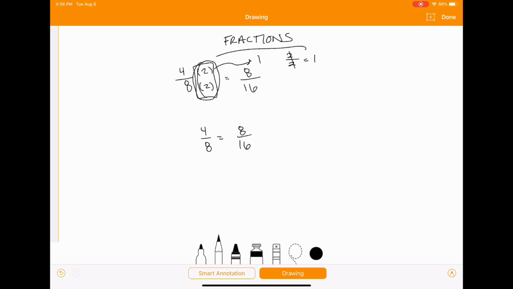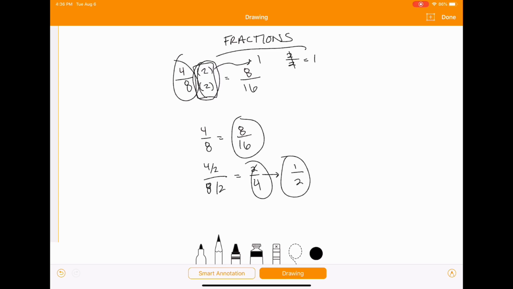Now, same thing goes for division. So you can do 4 divided by 2 all over 8 divided by 2. And so you'll be left with 2 over 4. That's similar. Then you can even take this one and divide top and bottom by 2. So you'll be left with 1 over 2. And all of these equal the same thing.